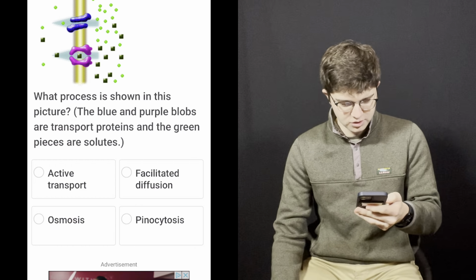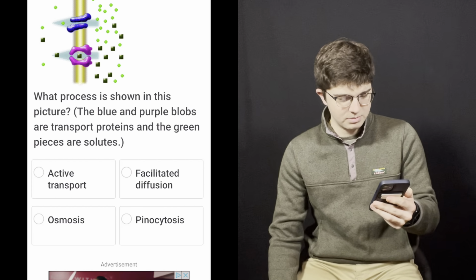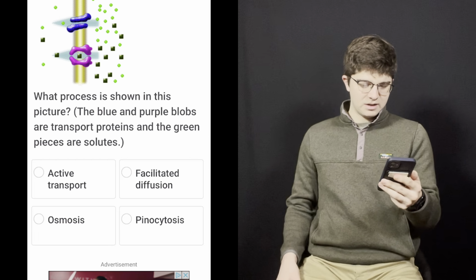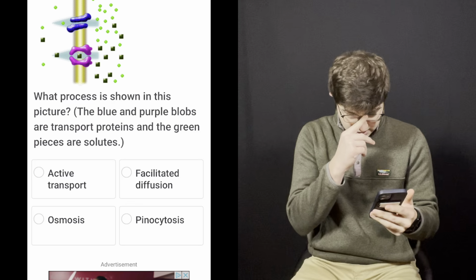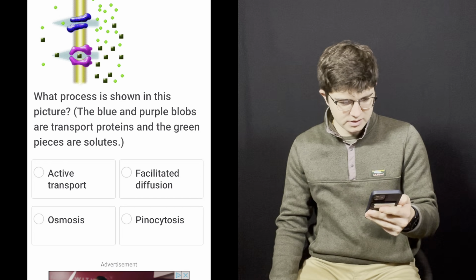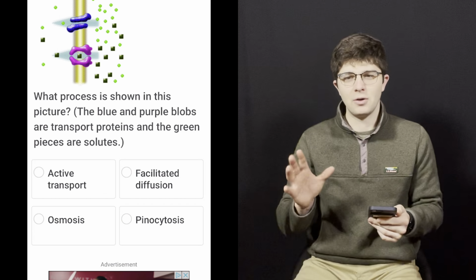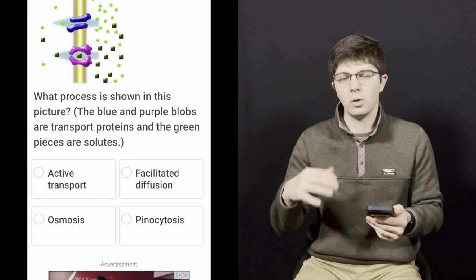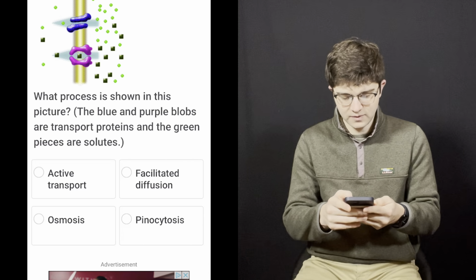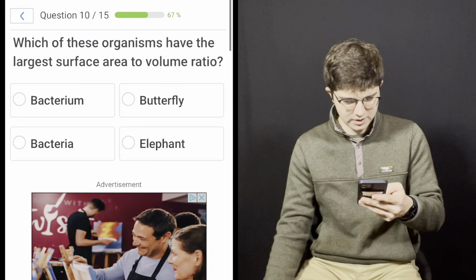What process is shown in the picture? The blue and purple blobs are transport proteins, and the green pieces are solutes. Is it active transport, facilitated diffusion, osmosis, or pinocytosis? I'm going to go with facilitated diffusion, because this reminds me of sodium potassium pumps on our nerves, and how they'll open and 2 go out, 3 come in, or the opposite way, but it's against their concentration gradient. So I'm going to go facilitated diffusion. It's probably wrong. It's correct. 1 for 1.